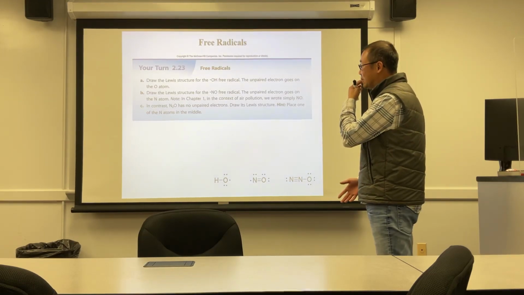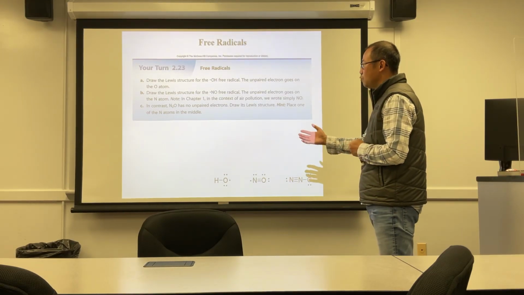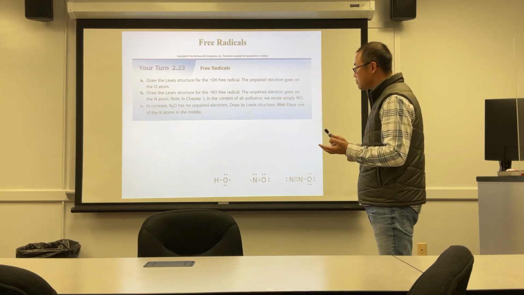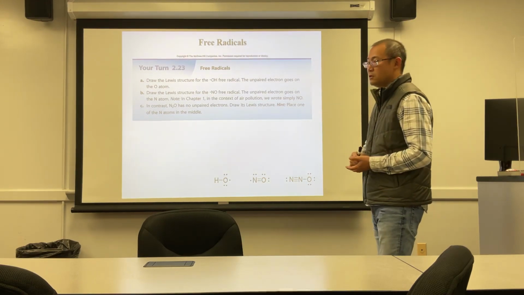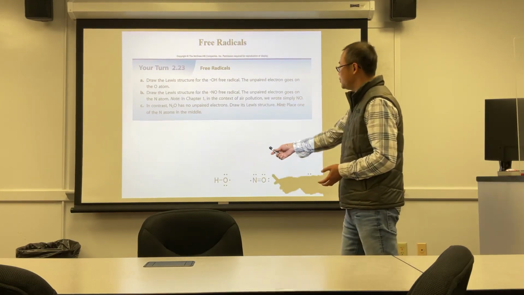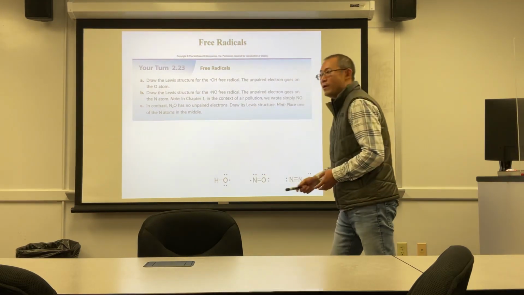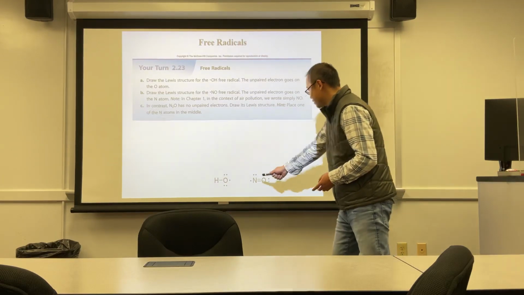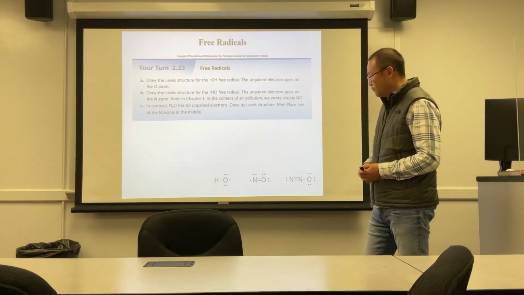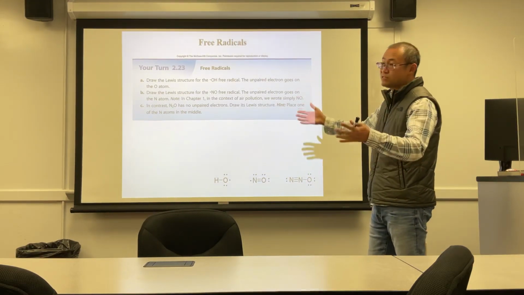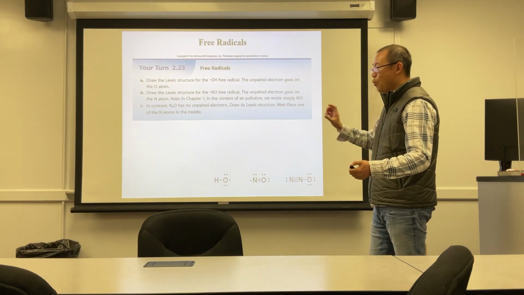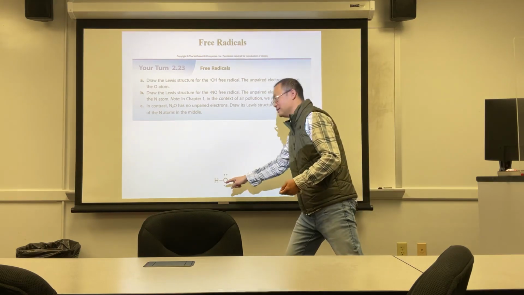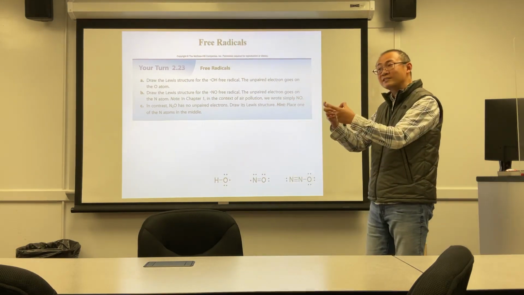what free radicals are. Again, free radicals are species with single or unpaired electrons. Here is the Lewis structure of the OH free radical. This is the structure of the NO free radical. And you can see that you follow the same steps of drawing Lewis structures. But in the end, one of the atoms has to have 7 electrons.